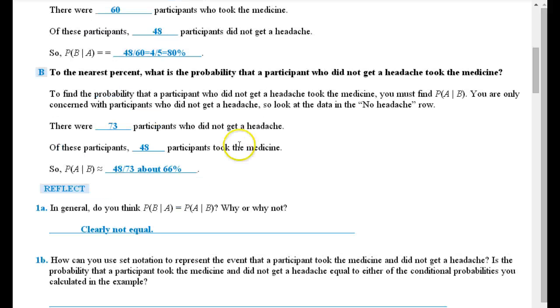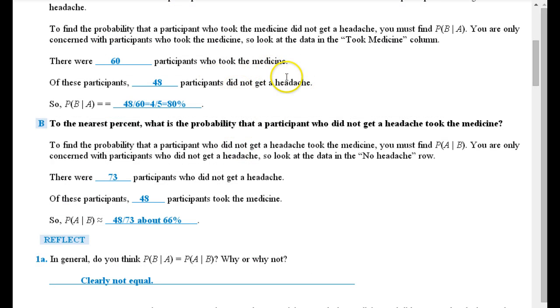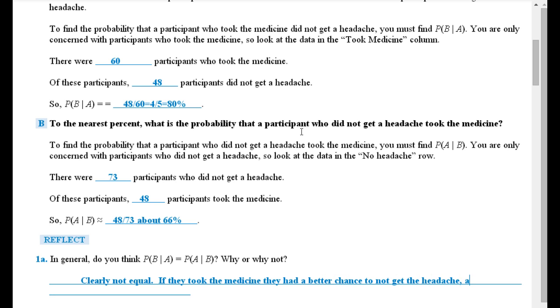Why is that? There's a better chance that if they took the medicine, they had a better chance to not get a headache. And I would also say this: 2/3 of the people who didn't get the headache took the medicine, right? About 2/3, 66%, of those who did not get a headache took the medicine.